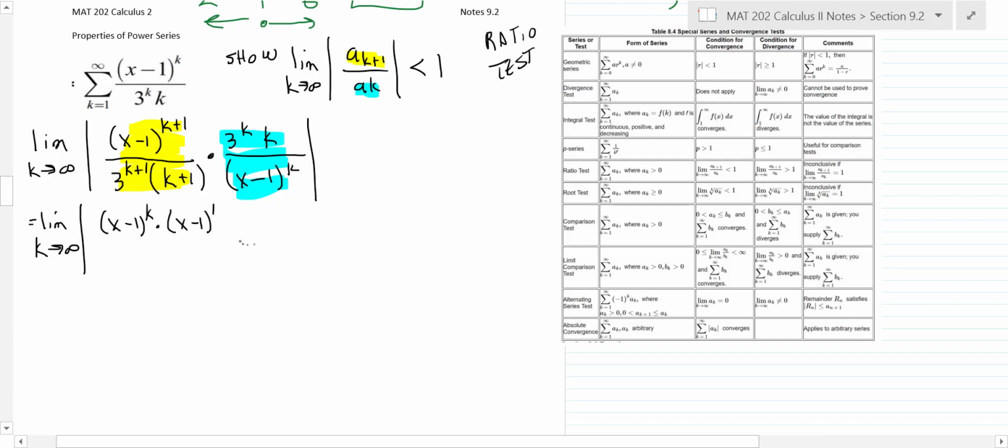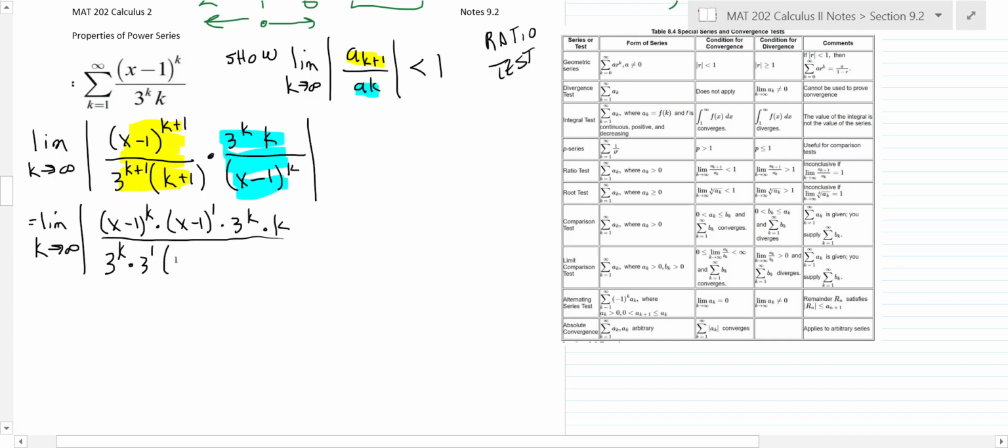Just put it all in one big fraction. Then you have 3 to the k. Leave it alone. You have k. Leave it alone. Okay, go to the bottom where you have 3 to the k plus 1. How are you going to break up 3 to the k plus 1? 3 to the k times 3 to the first. Okay, everybody see what I'm doing?